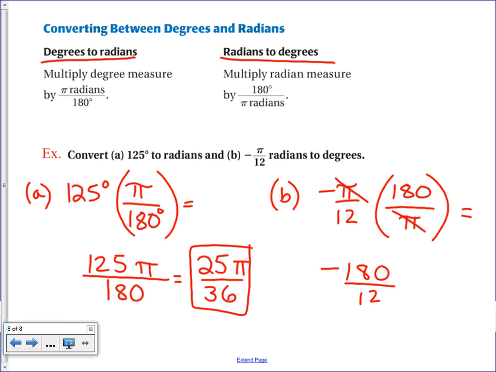And then I want to see if I can either reduce or divide that. Does 12 go into 180 evenly? It does. This is the equivalent of saying negative 15 degrees. That's as simple as that one can get. Okay? And that's how you do conversions between radians and degrees. It just depends on whether pi is on top and 180 is on bottom, or 180 is on top and pi is on bottom.